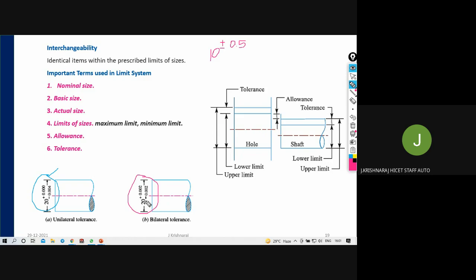Students, clear? Don't get confused between nominal size, basic size, and actual size. The nominal size is the size you need, whether it is 20 mm, 100 mm, or 50 mm. The basic size includes the tolerable values. The actual size is what you get in your hand after machining the particular component.